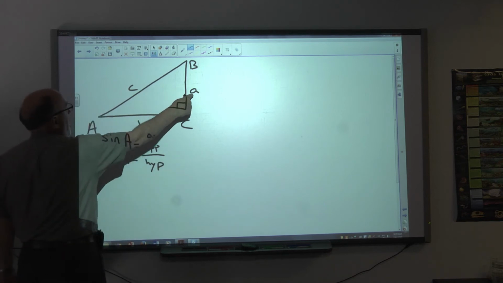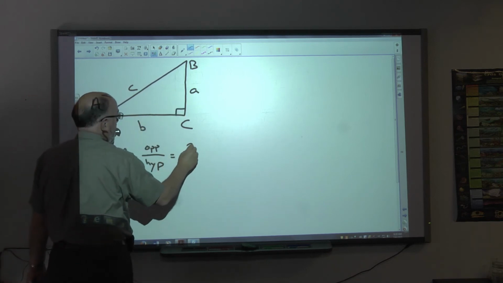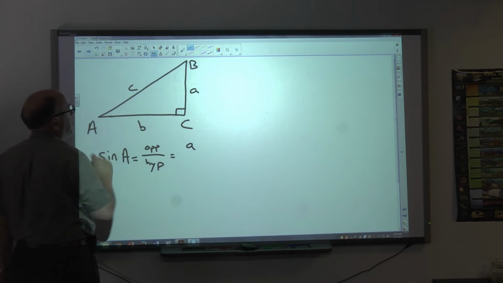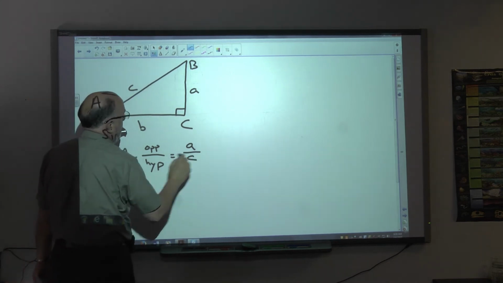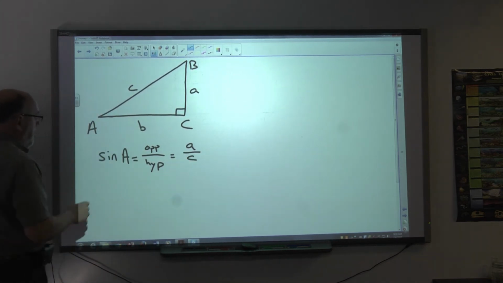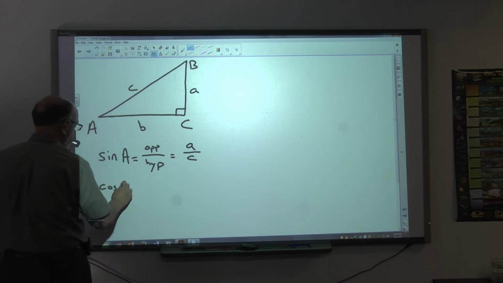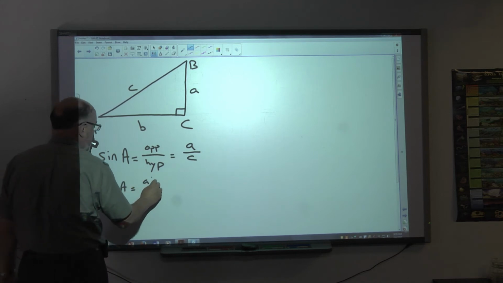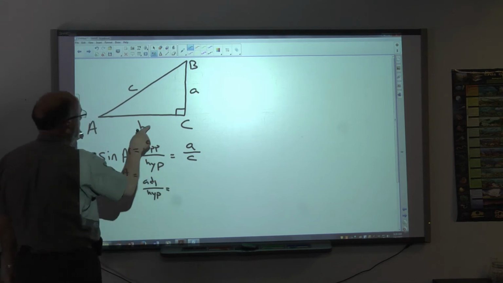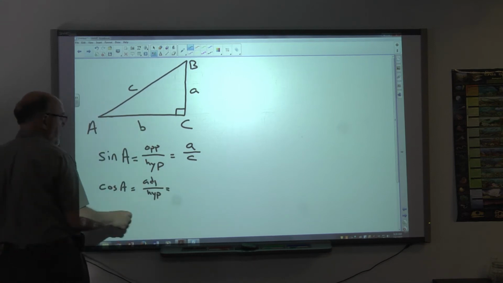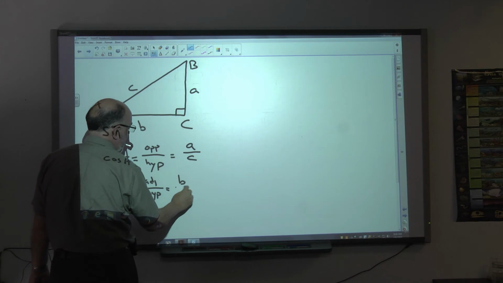So this is opposite A, so this is A. The hypotenuse is always the longest side of a right triangle. Right? You get cosine, which is adjacent over hypotenuse. So this side is adjacent to A, so this is going to be B over C.